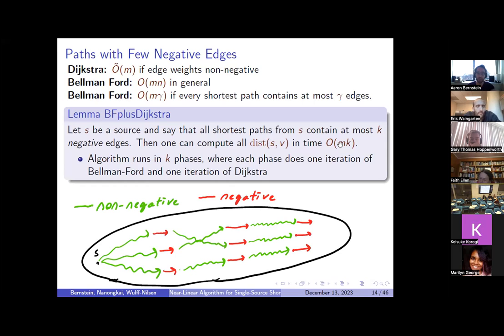You basically start from your source and you run Dijkstra, and that covers a bunch of positive edges. And now you run a single iteration of Bellman-Ford to get the first negative edge. And so this gives you the shortest path that uses as many positive edges as you want, and then one negative edge. And then you just repeat this. You run Dijkstra again, and then one more iteration of Bellman-Ford. So you just swap these iterations of Dijkstra's and Bellman-Ford k times.